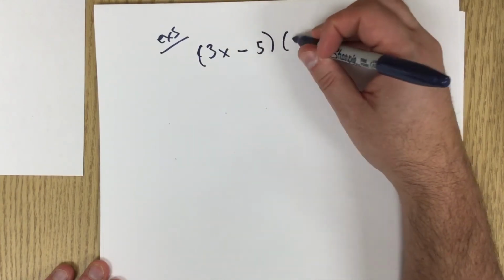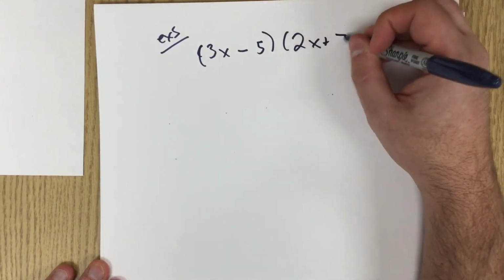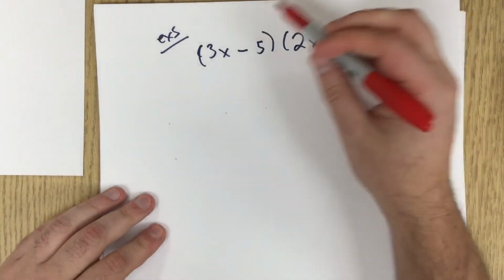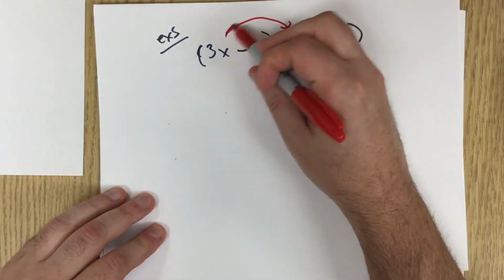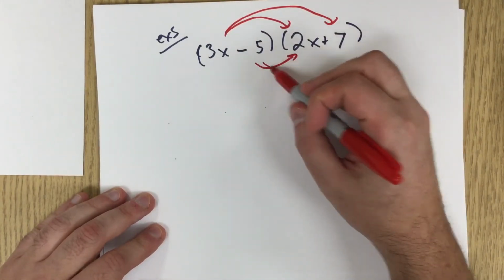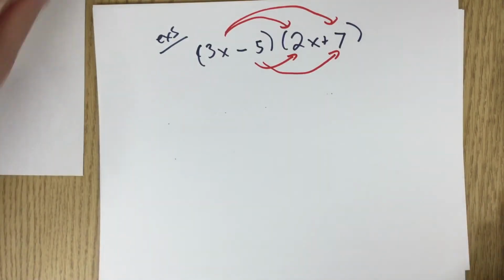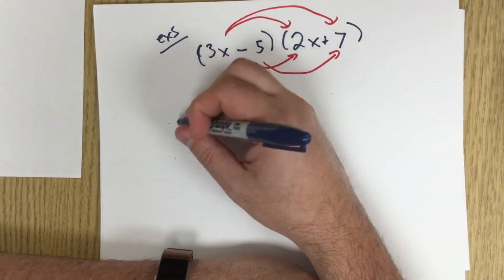x minus 5, 2x plus 7. Nothing special here. Another one that you could pause and try to figure out yourself. What's different here is that one's a negative and one's a positive, and there'll be a slightly interesting interaction over there.